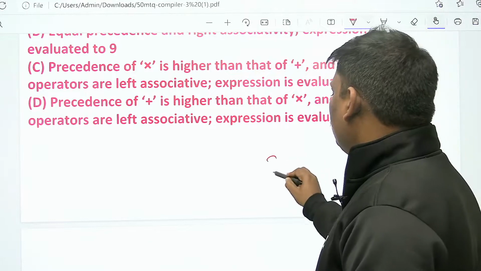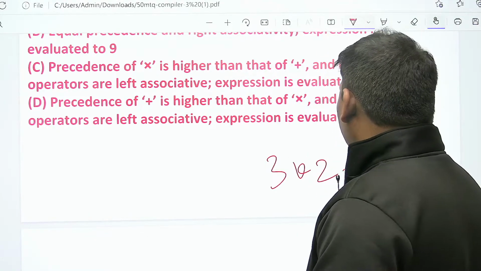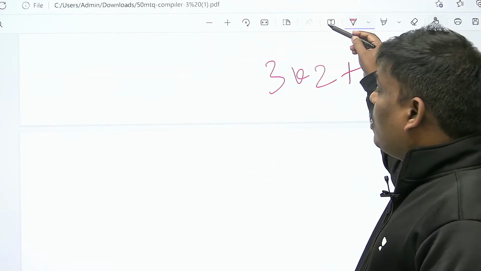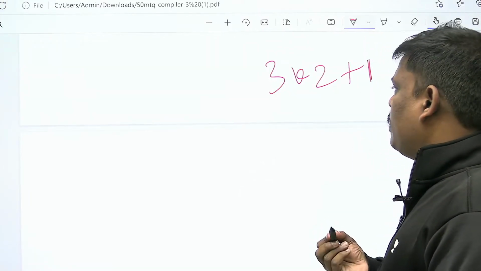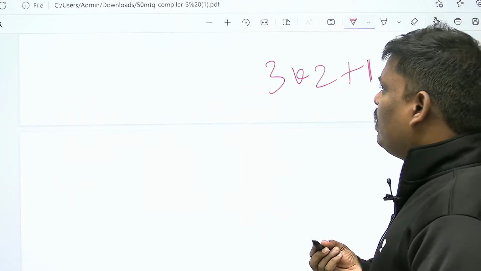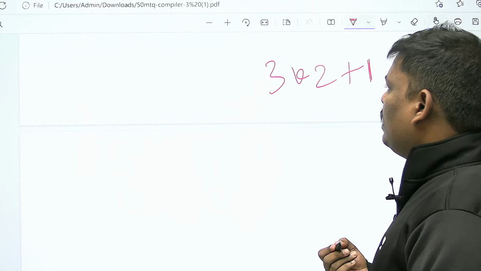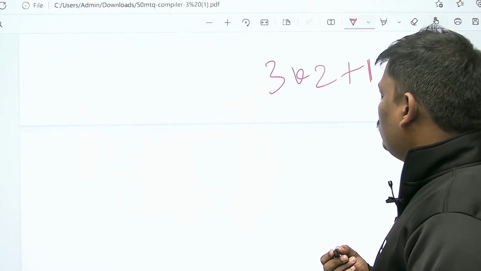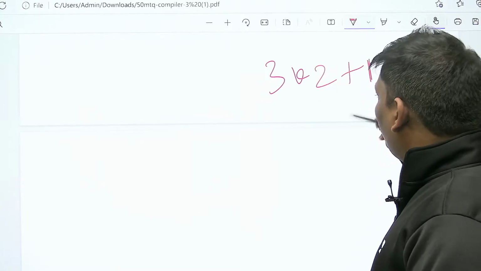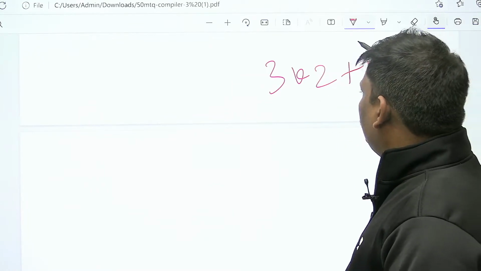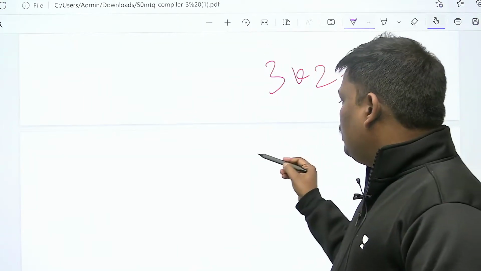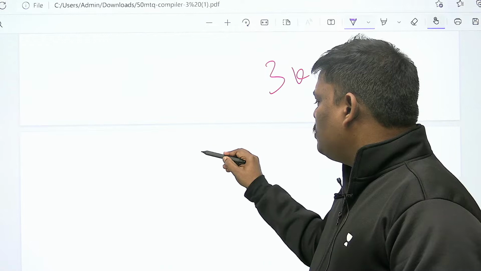This is the expression 3 star 2 plus 1. Who will be done first? According to the grammar, it is an ambiguous grammar. If I go to the YACC tool, it will resolve shift-reduce conflicts by shift, and reduce-reduce conflicts by the first rule. Be careful. Using the YACC tool, who will be done first? I will check once. Everyone listen, see how I am checking.